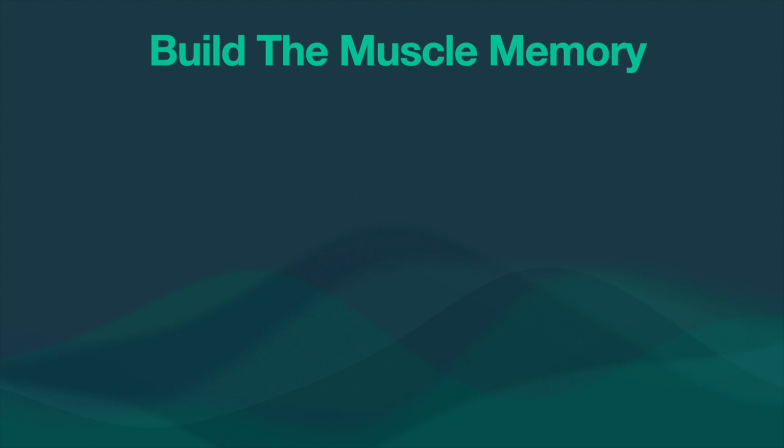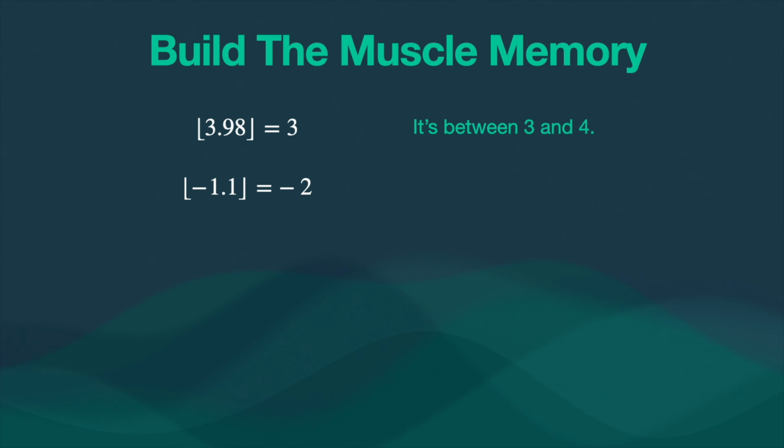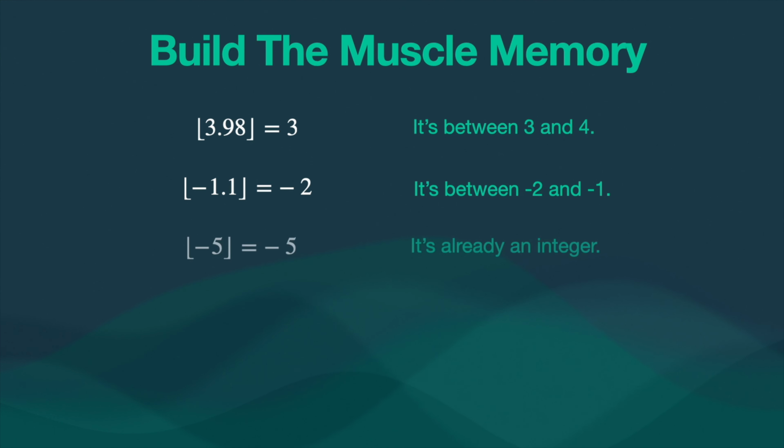Now let's build the muscle memory. Notice 3.98 is between 3 and 4, so the floor of 3.98 is 3. Similarly, the floor of minus 1.1 is minus 2 since it is between minus 2 and minus 1. But the floor of minus 5 is minus 5 since it is an integer. Again, 4 is an integer, so the floor of 4 is 4.